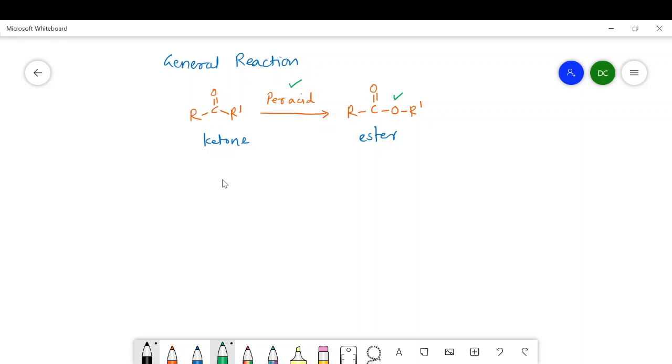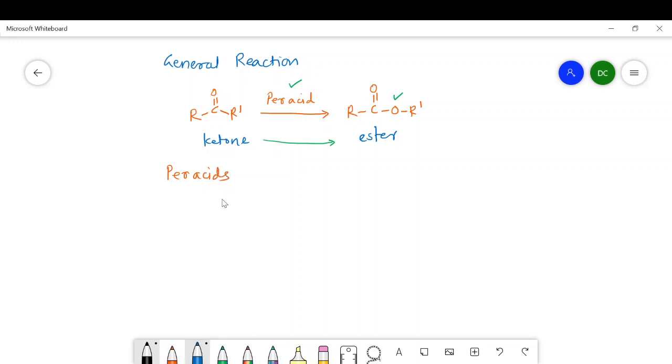So it is necessary to understand the statement of this Baeyer-Villiger oxidation. The statement is very clear: the oxidation of ketone into ester in presence of per acid is called the Baeyer-Villiger oxidation process. Now, which per acids are used in this Baeyer-Villiger oxidation process, that we are going to study. So I will write here per acids.